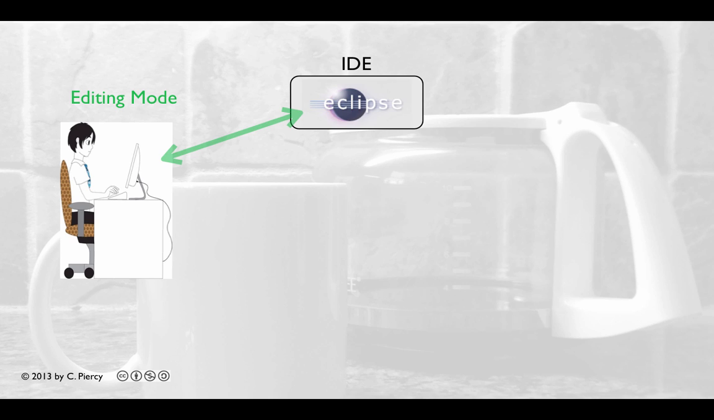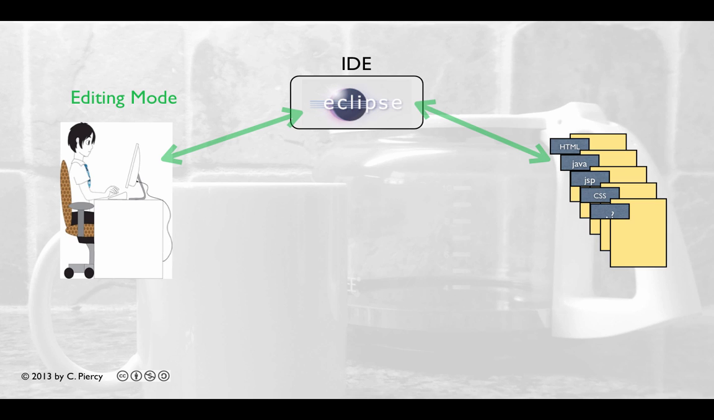So imagine you're sitting around about to create some type of dynamic web project on Eclipse. So in this case, you're going to be in editing mode. First, you'll spin up Eclipse and get the IDE running. You'll start typing away in order to create the various components that will make up your application. These could be HTML, Java, JSP, CSS, or any of a number of other types of files that you can create with Eclipse.